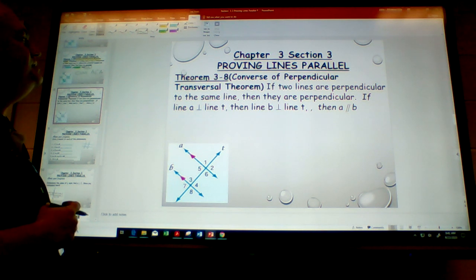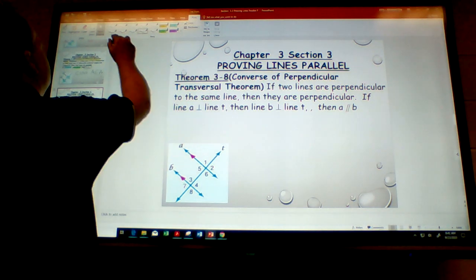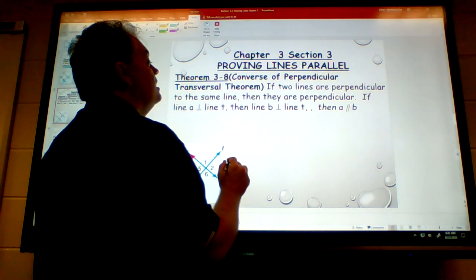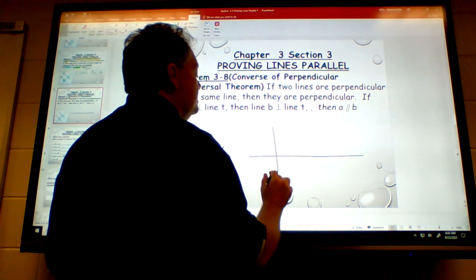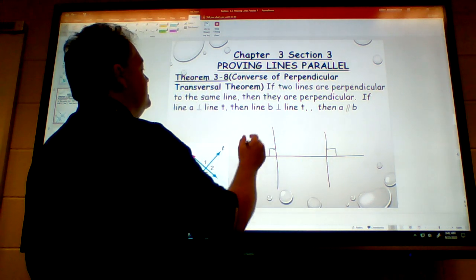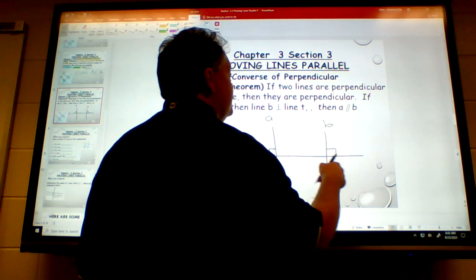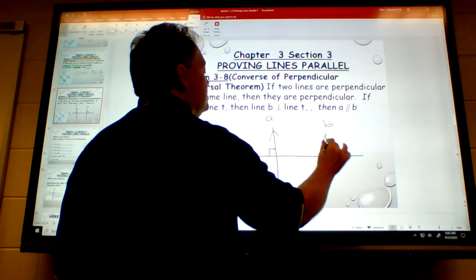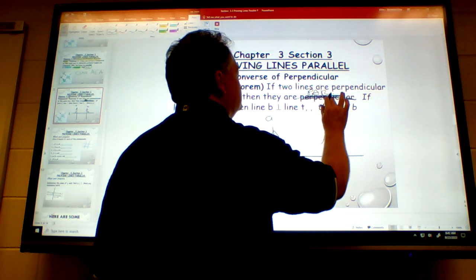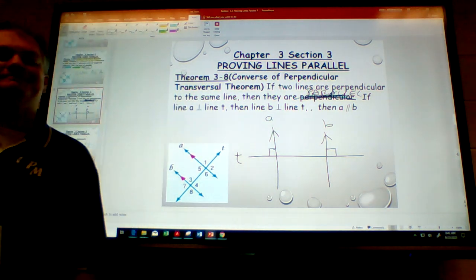It says if two lines are parallel, and actually it's a different drawing, but I'll go ahead and draw it for you. It says if two lines are perpendicular to the same line, then they are parallel. So, and that's actually bad wording. So here's what we know. All right. So it says if A is perpendicular to T and B is perpendicular to T, then that means that A and B are parallel to one another. So that's parallel. As I like to say, oops, typo. It happens from time to time.